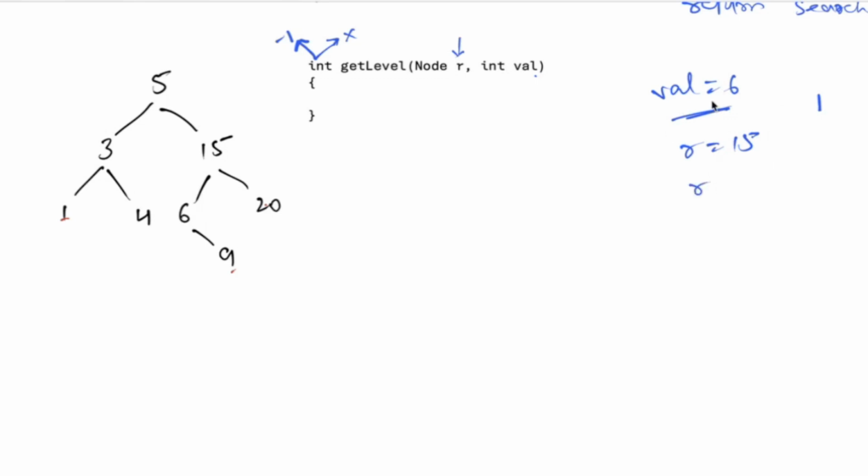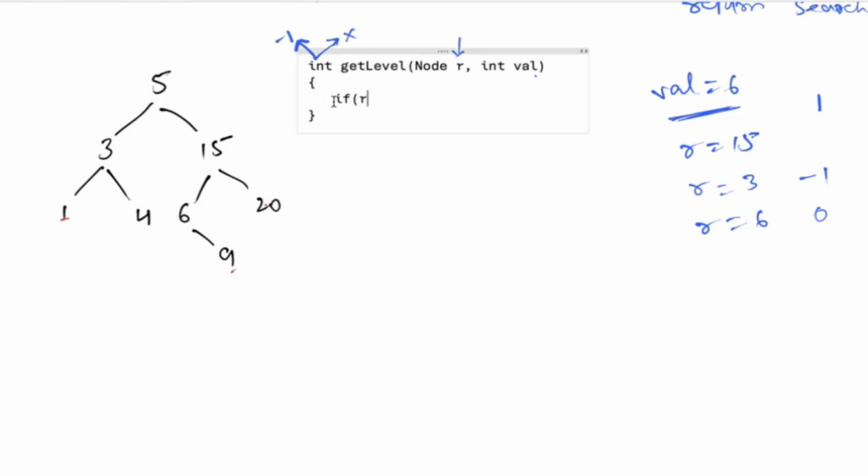Similarly, if the value is 6 and root is 3, then the answer should be -1, because 6 is not present in the tree whose root is 3. Similarly, if root is 6 and value is also 6, then the answer should be 0. All right, great. So this will work. Let's write the code.